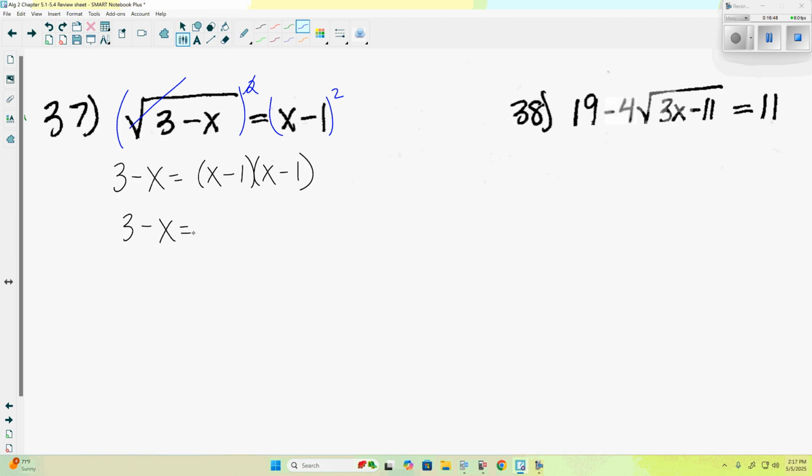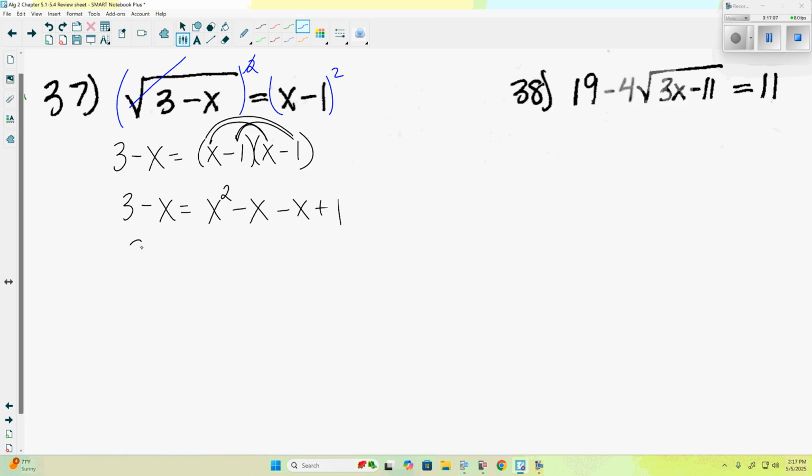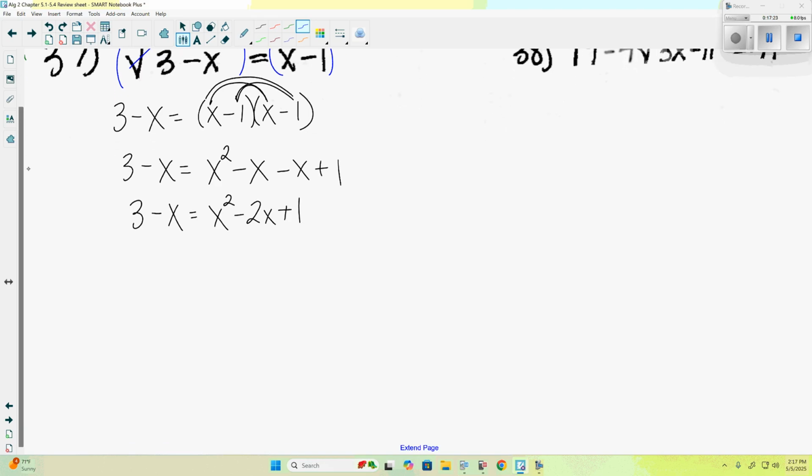So it's going to be 3 minus x. Here we're going to have to do x times x, which is x squared. X times negative 1, negative x. Negative 1 times x is negative x. And lastly, negative 1 times negative 1, positive 1. Negative x minus x is negative 2x. Are there any radicals left? No.